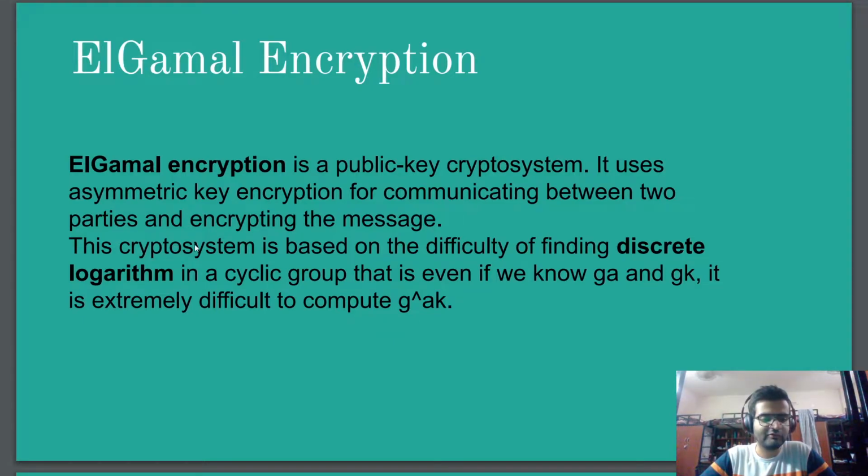This crypto system is based on the difficulty of finding discrete logarithm in a cyclic group. That is, even if we know g^a and g^k, it is extremely difficult to compute g^(ak). What this means is that in this crypto system, the encryption is based on the difficulty of finding discrete logarithm within a cyclic group. So even if we are given g^a and g^k, it is infeasible to find g^(ak).